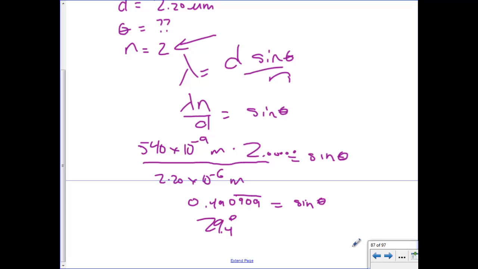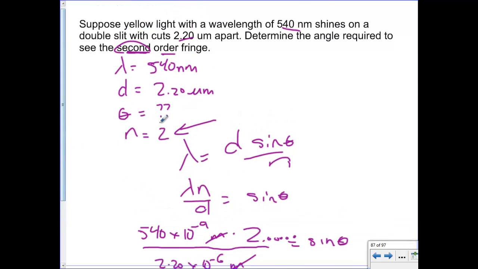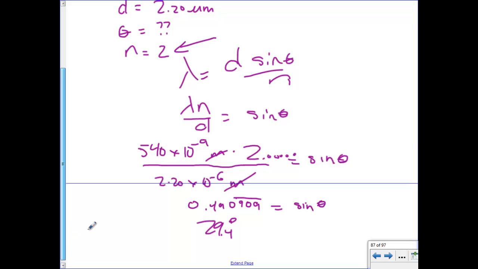Does that make sense? What was the units on the d? The d would have been in micrometers, but then I converted it to meters, so it canceled. What was on the original side? Oh, so the original one was nanometers and one was micrometers. Just like that fancy um. Easy enough?